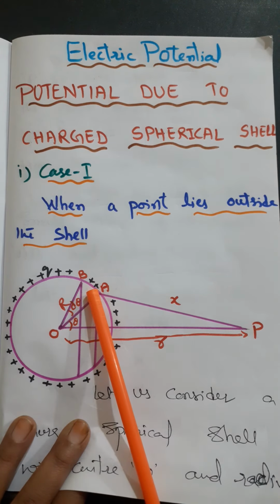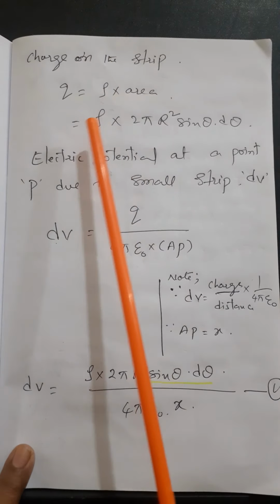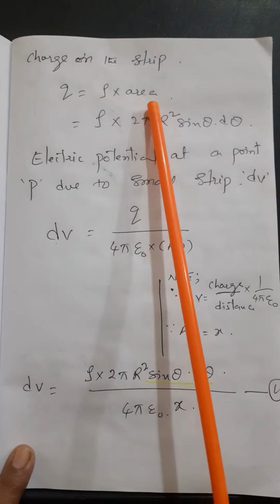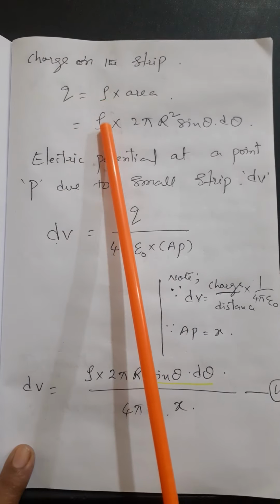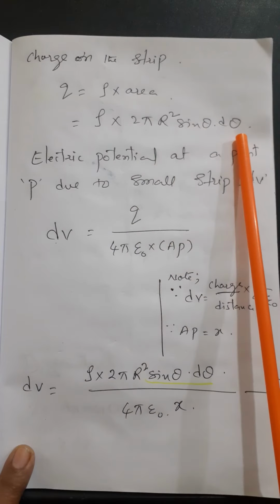Thickness is done, area is done. Now we have to calculate the charge on this strip. We know that charge is density into area. The density is rho, and the area we already calculated is 2 pi R square sin theta d theta.